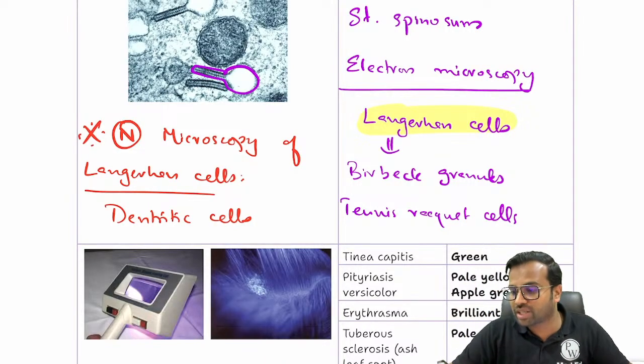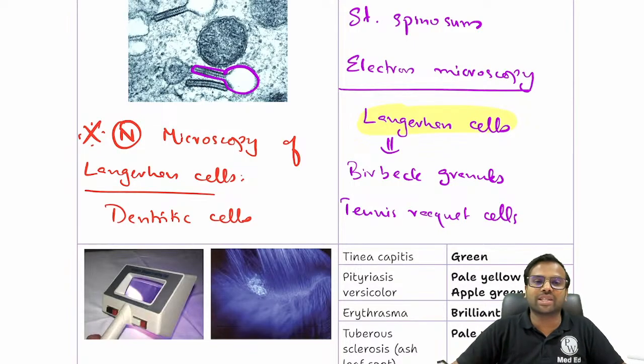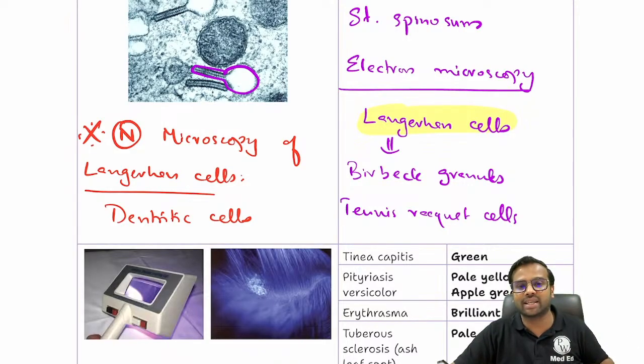Very good, Harsh, Mahesh, Arjun, Pooja, all of you are answering. All these are the right answer. So don't make a mistake. Please read the MCQ very carefully. If it is electron microscopy, the answer should be Birbeck granule. If it is normal microscopy, the answer should be dendritic cells.